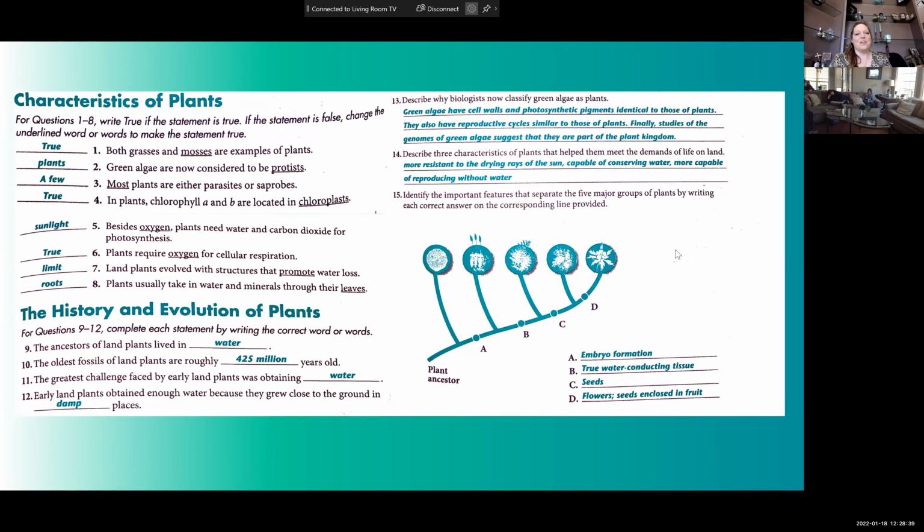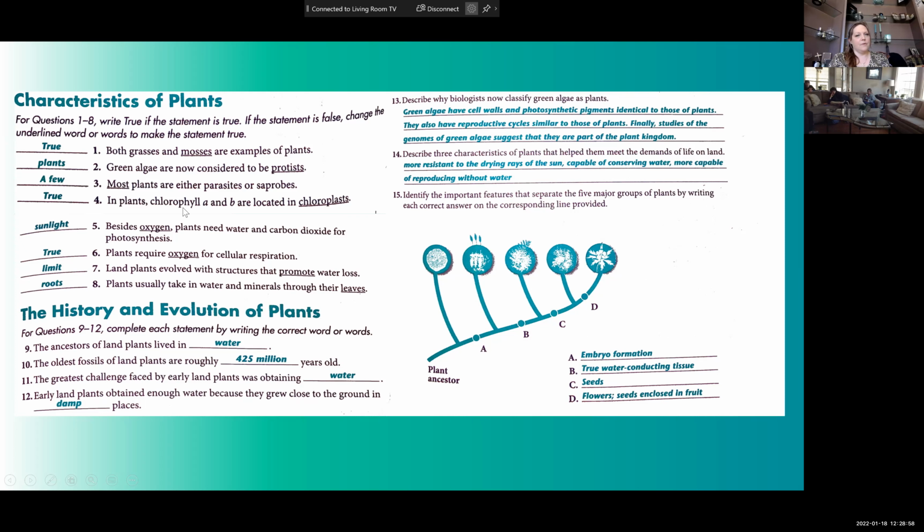So this is from your notes. So your characteristics of plants. Yes, both grasses and mosses are examples of plants. Green algae are now considered to be protists or plants, depends. Again, a few plants are either parasite or saprobe.